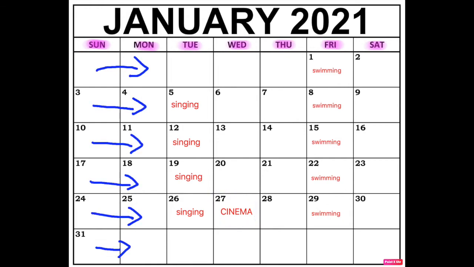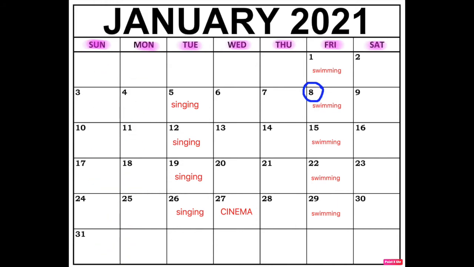Now, each row here represents a whole week. So, if I was to say, what date is a week later than January 8th? Well, then you would go from January 8th, which is a Friday here, to the row below, because that shows 7 days have passed. And so a week after the 8th would be the 15th, which is the Friday just after it.